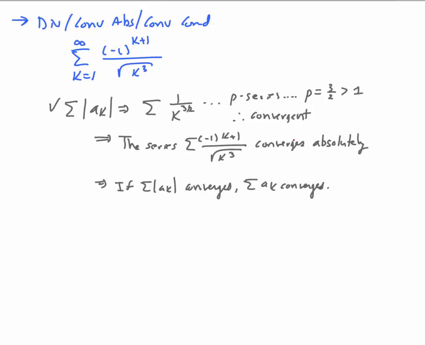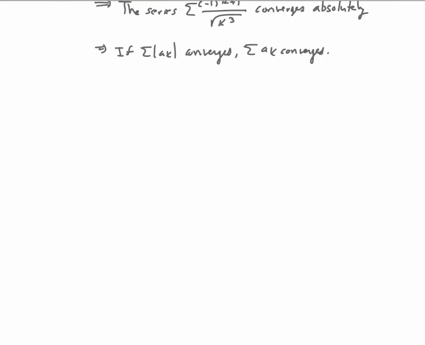So that's one of the reasons I always check for the absolute value first, because if it converges then you can say absolute convergence and be done. Let's go ahead and look at another example. This one's starting with k equal 1 to infinity. I'm using a trig function here, sine k over k squared.